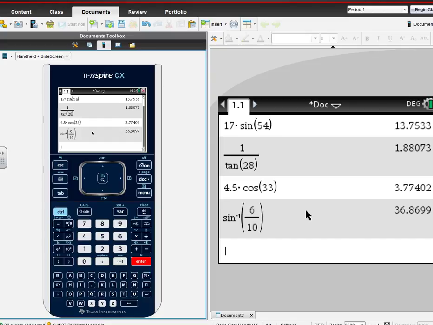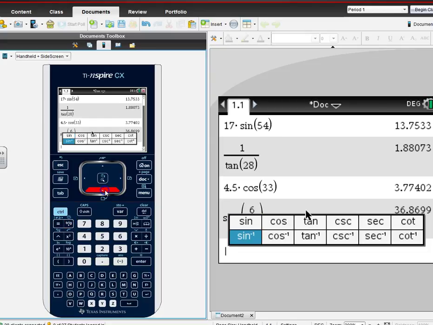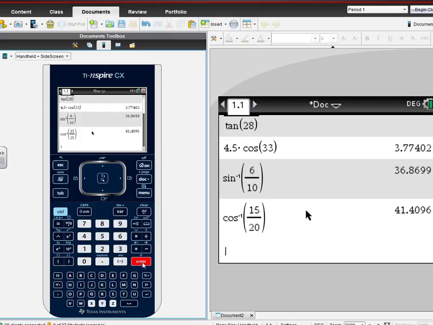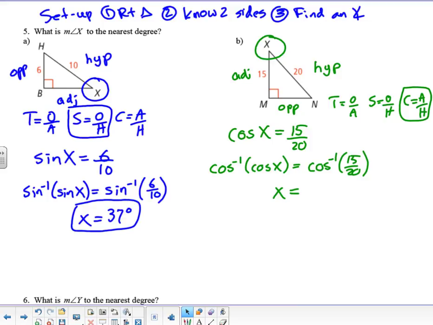So inverse cosine of, I think it was 15 divided by 20. And here, so 41.4 to the nearest degree is going to be 41.